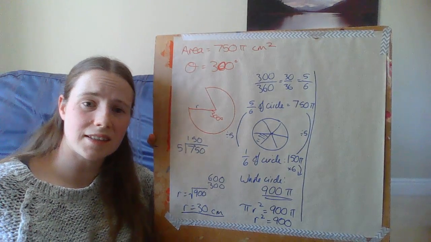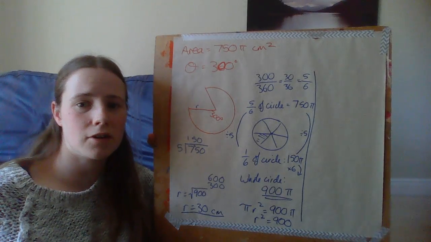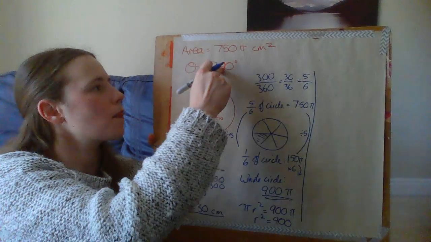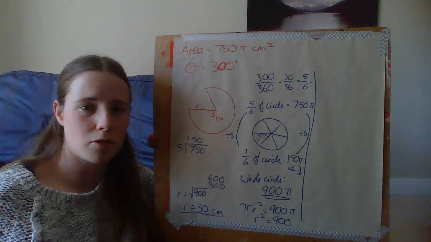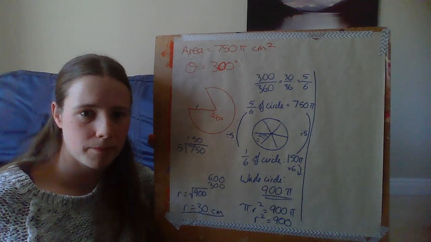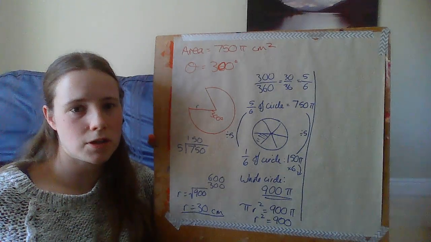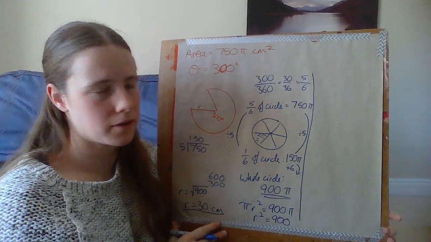And then if you had this in an exam and you had some time on your hands, it would be a really good idea to put that fact and that fact together going forwards again and check your answer comes out 750 pi, and then you know that you're right. The other method is substituting into the formula. So I'm going to show you this method as well.